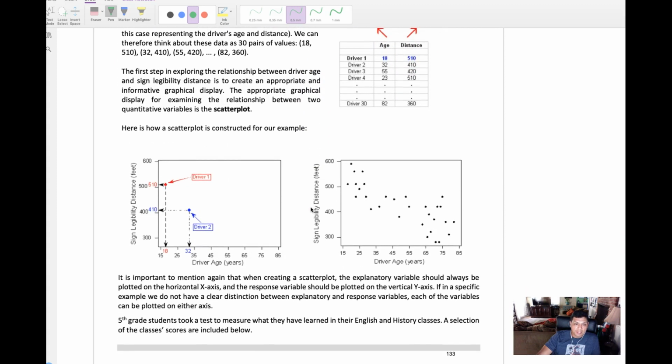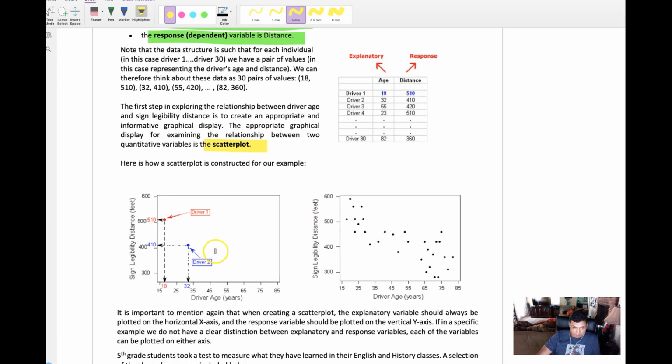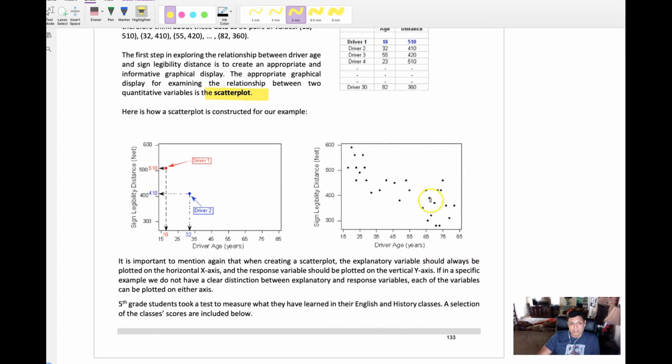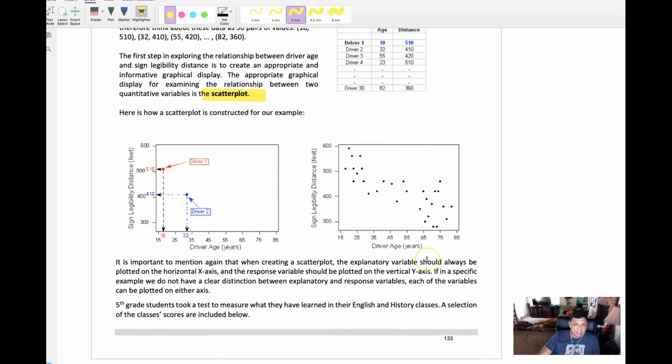And the way we study them and find relationships is to make a graph of them, or something that's called a scatter plot. And so here's your example of a scatter plot. Here's driver 1, driver 2. You can see where the numbers are. You can see how they're plotted. And you don't get a perfect line, but you can see that there's some pattern or some relationship here.